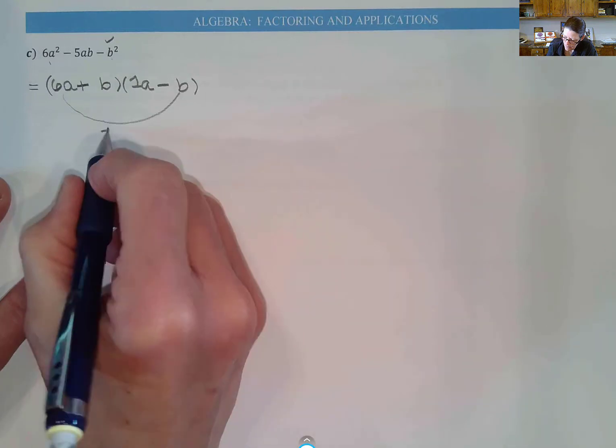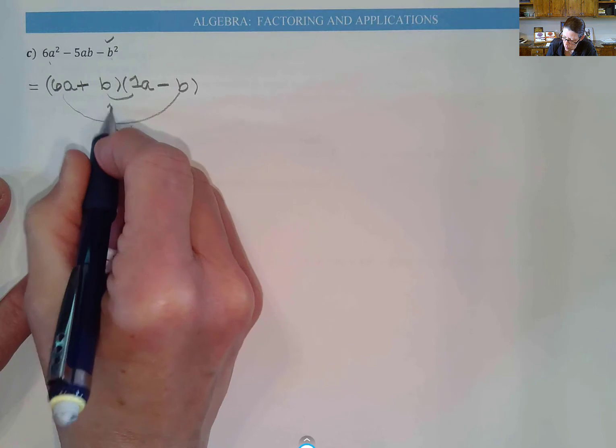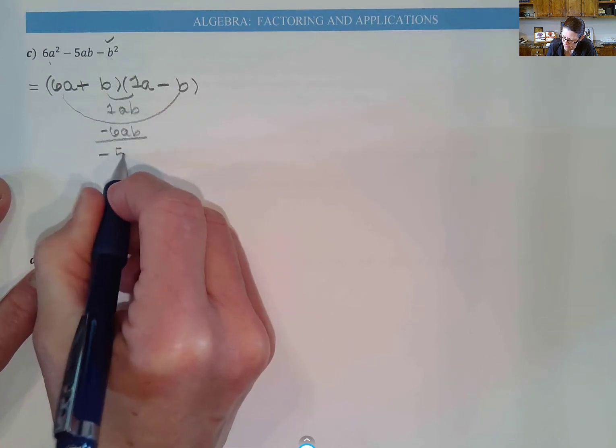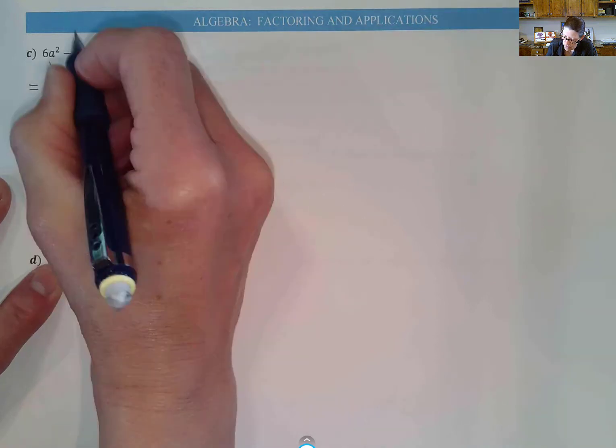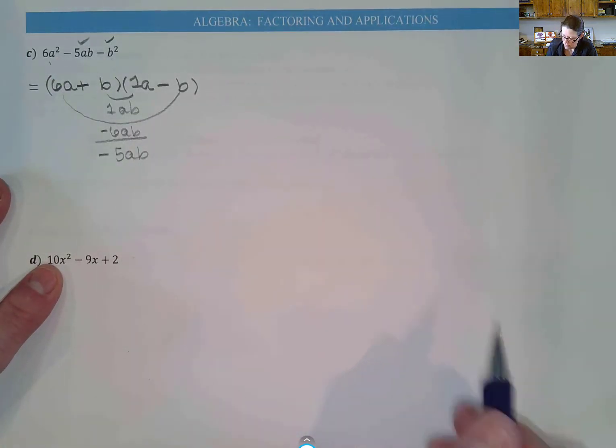Inner product is plus 1ab, and those combine to negative 5ab, which gives our middle term. And this is going to check out completely. We got pretty lucky on that one, didn't we?